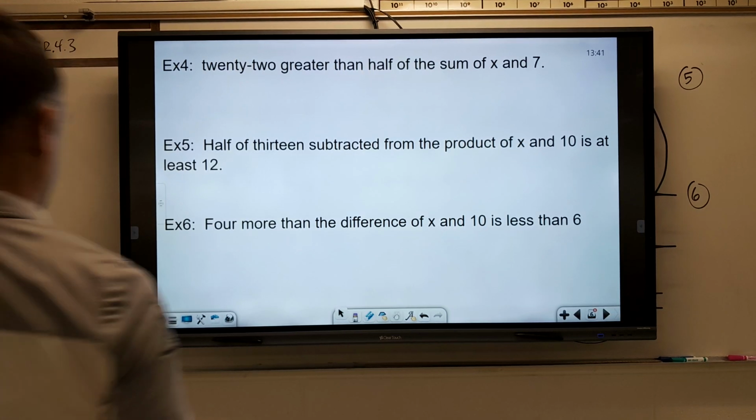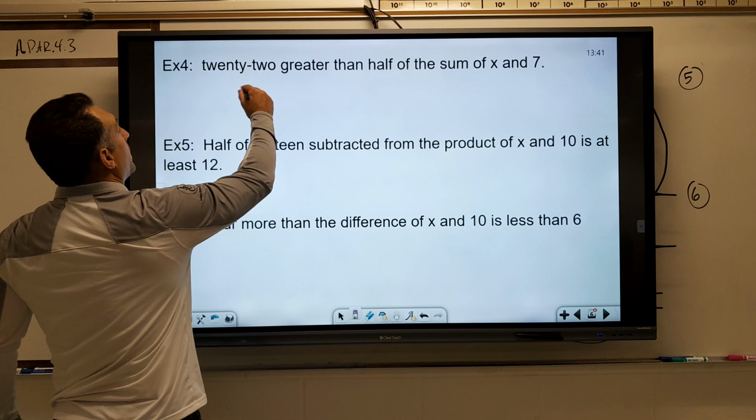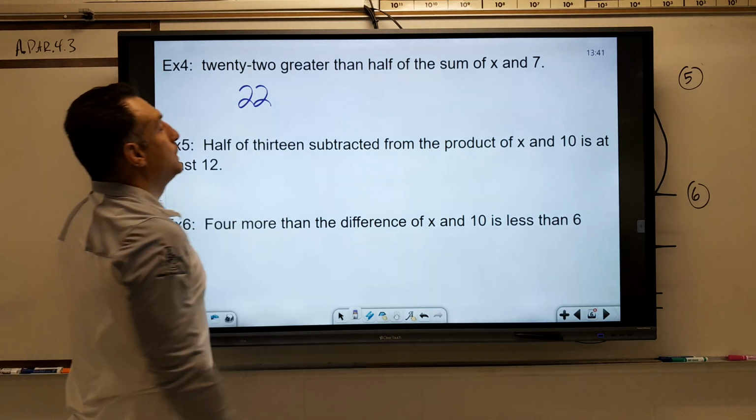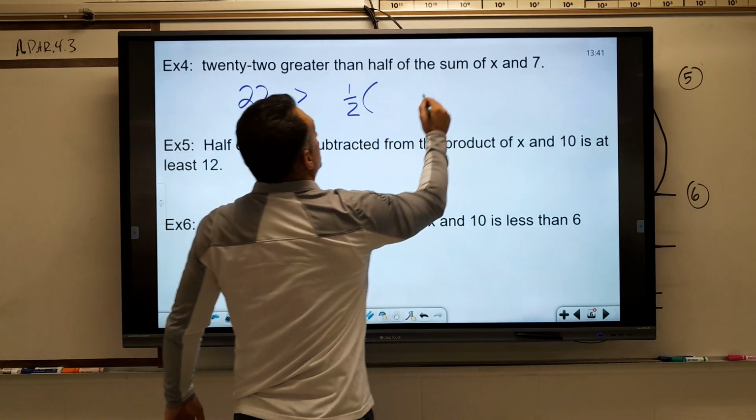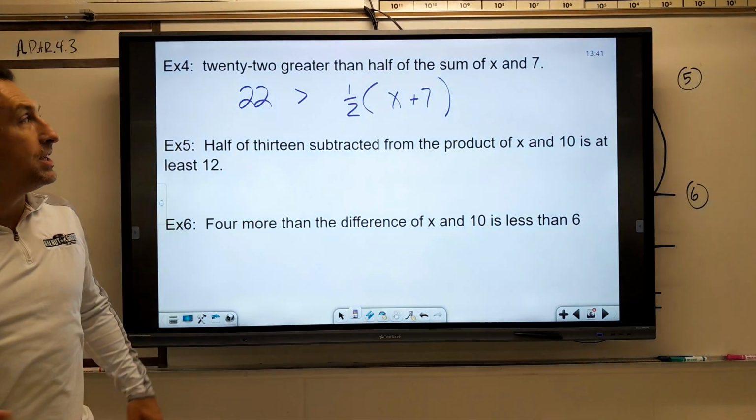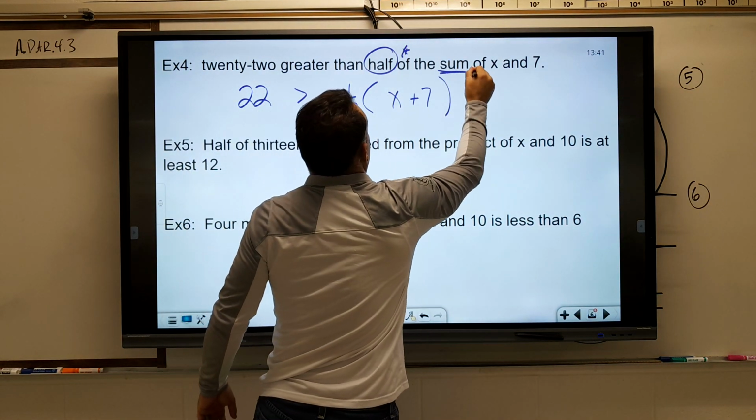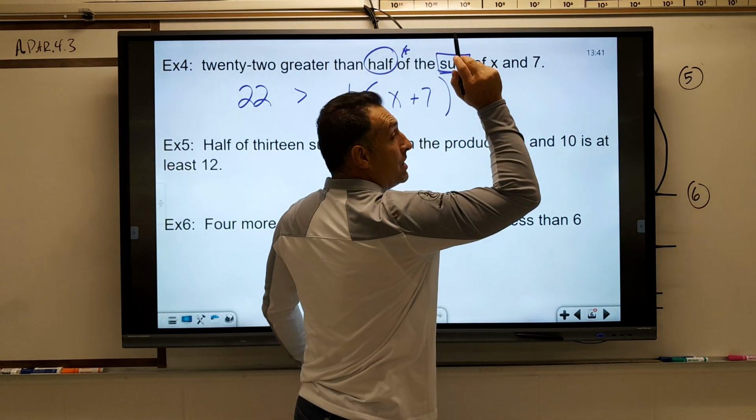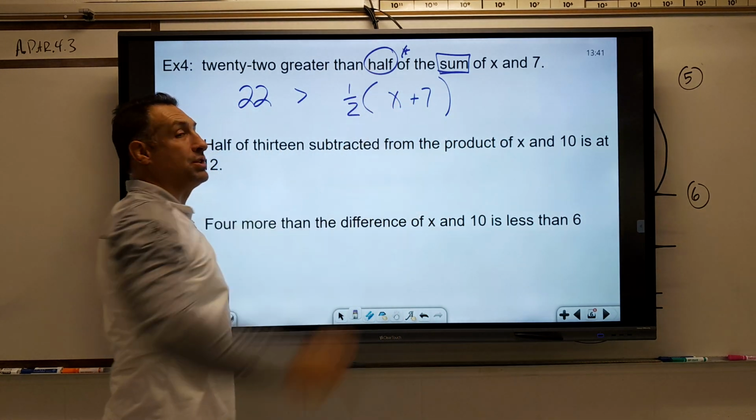Alright, let's see what we got here. You check your work with what we're getting here. 22 greater than 1/2 the sum of x plus 7. It was an implied parentheses. You're taking half times this, the sum, which means it's not just x, it's not just 7, it's being multiplied to the x plus the 7.